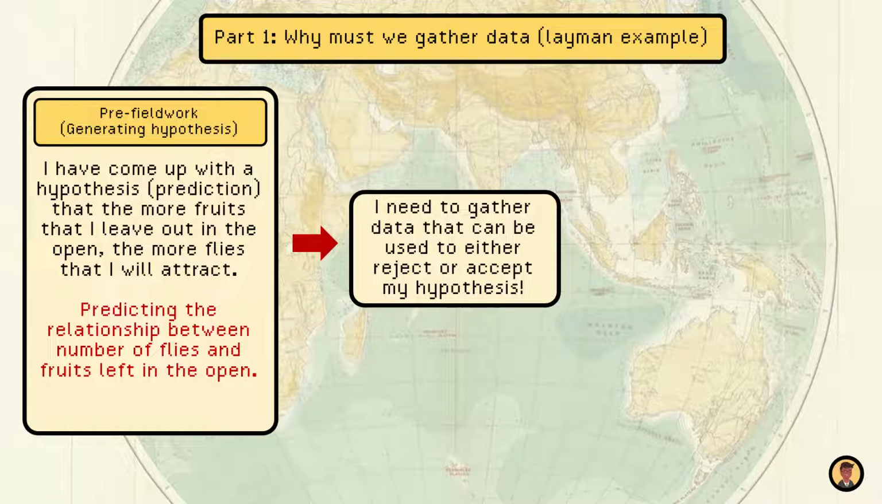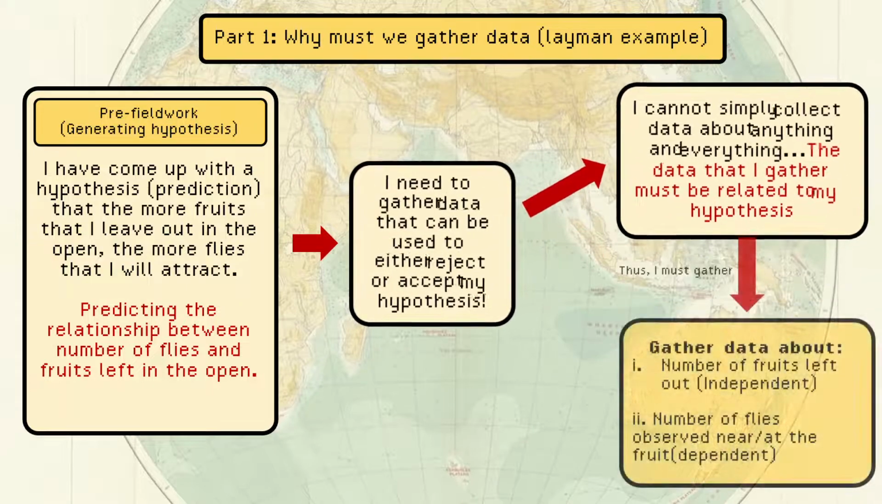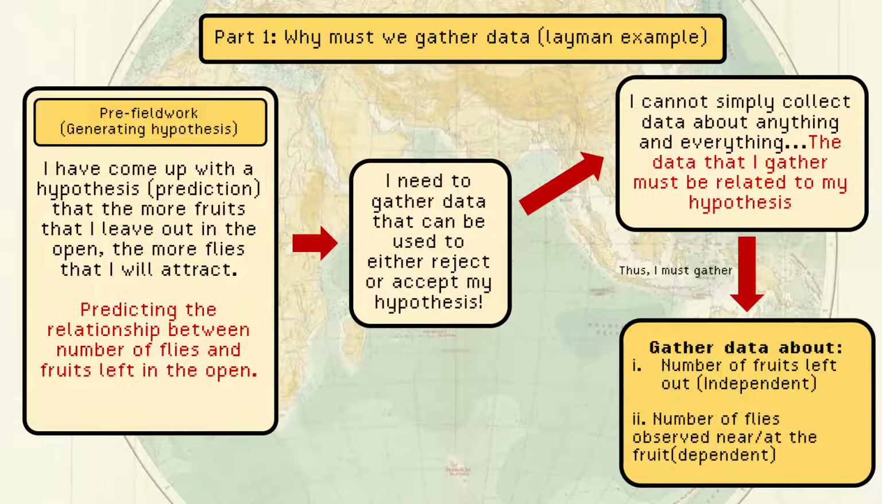However, the question now is, can I gather data about anything and everything? Well, the answer is no, we can't. The data must be related to the variable mentioned in the hypothesis. So in this case, what we need data about is actually about the number of flies and the number of fruits that are left out in the open. So the data that you gather must be related to your hypothesis.